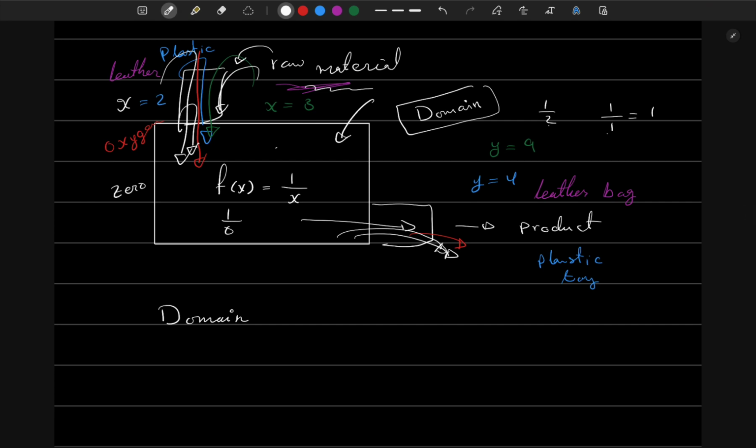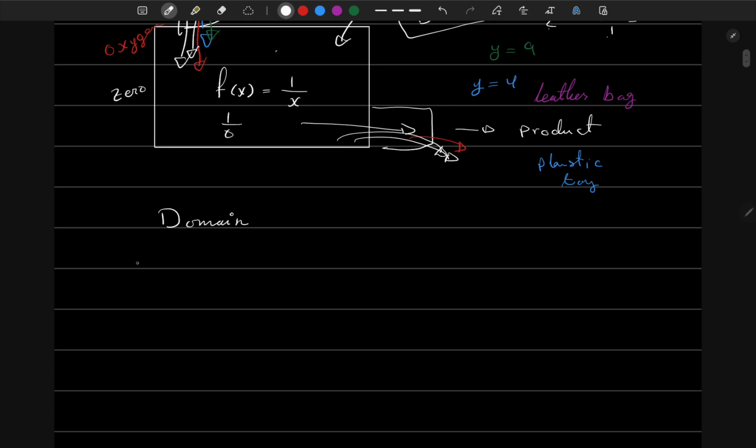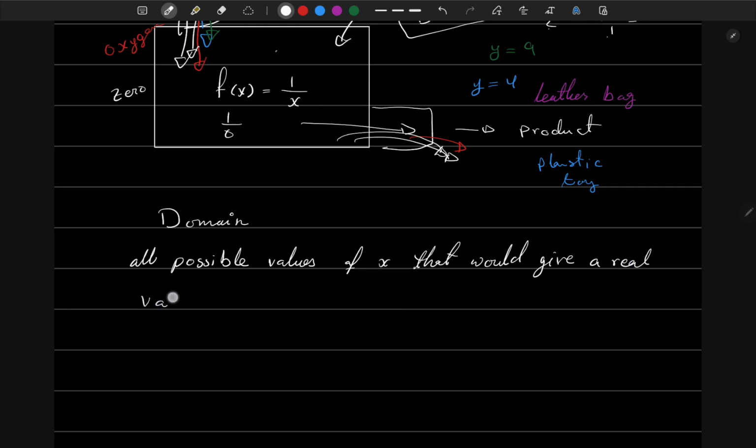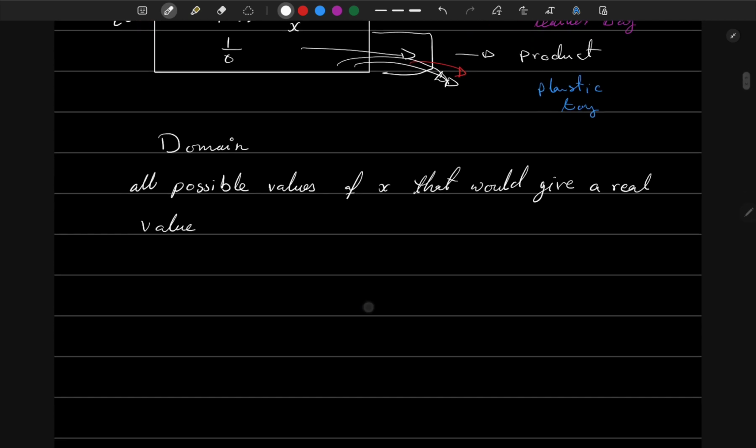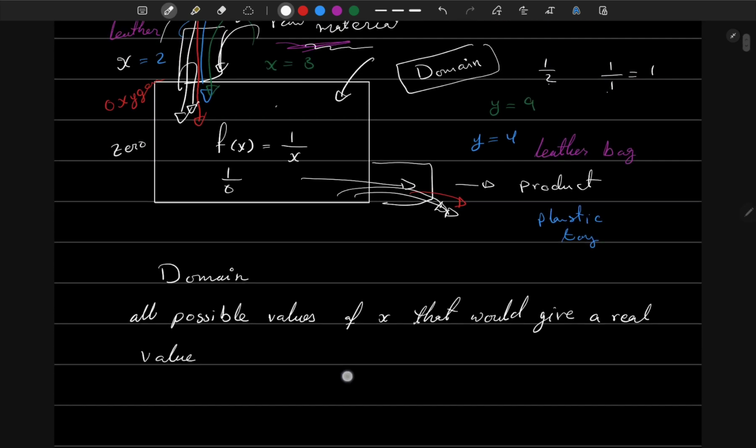So we can identify domain as all possible values of x that would give a real value in y. And it has to be a real value because in some functions you can actually use some values for x and you will not get a real value, you'll get an imaginary value.